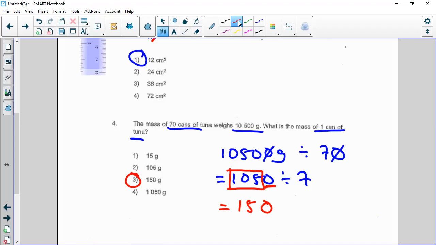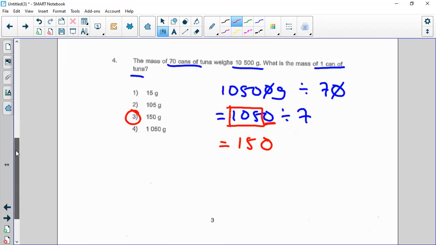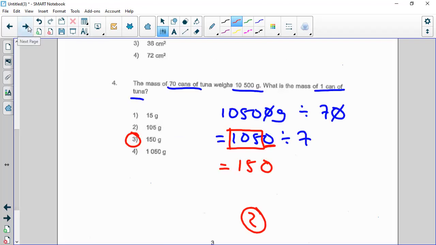Okay, number 3. All this your teacher has taught you, how to divide numbers with zeros. Okay, let's go to the next one. But give yourself 2 marks. Sorry, 2 marks, yeah. Every question is 1 mark if you get it correct, so 2 marks. Okay, let's go to the next one, question 5. It's a bit slow. Hang on for a while.